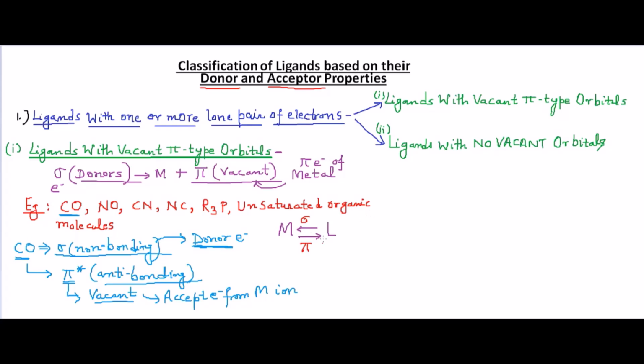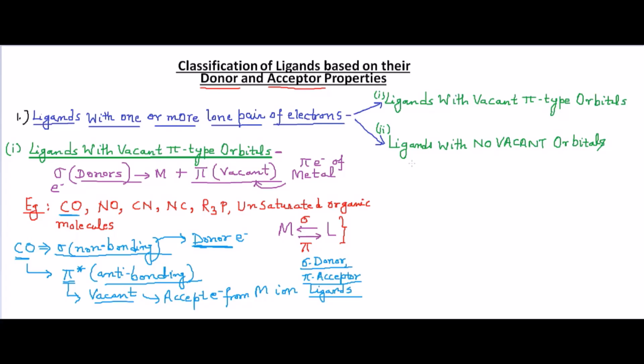Okay, so you can see that sigma is donating towards the metal, and L is the ligand, M is the metal. So the arrow towards the metal is the sigma. The sigma electrons are donated towards the metal, and in turn the metal pi electrons are accepted into the pi star antibonding orbitals or the vacant pi orbitals of the ligand. So that arrow from metal to ligand is pi, and from ligand to metal is sigma, and this kind of ligands are known as the sigma donor pi acceptor ligands.